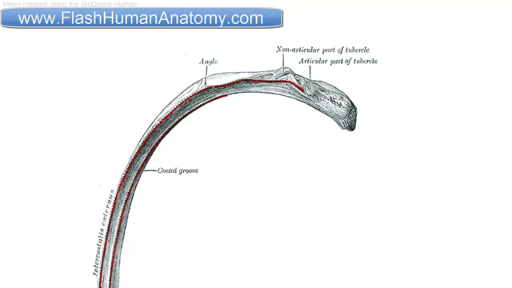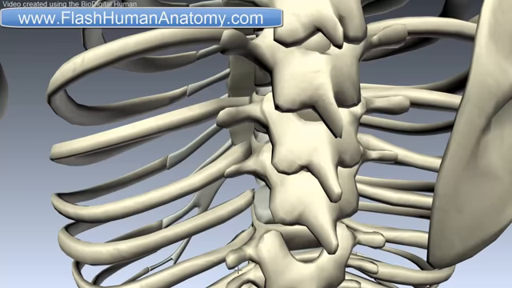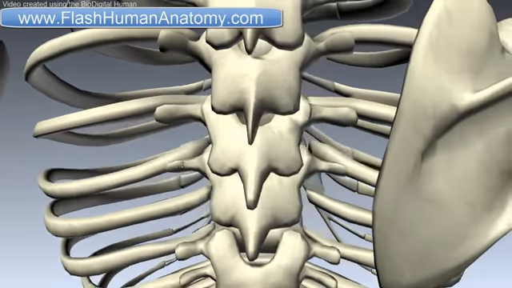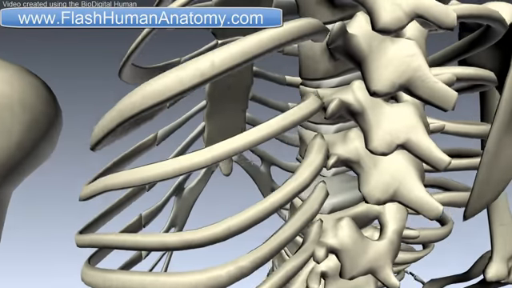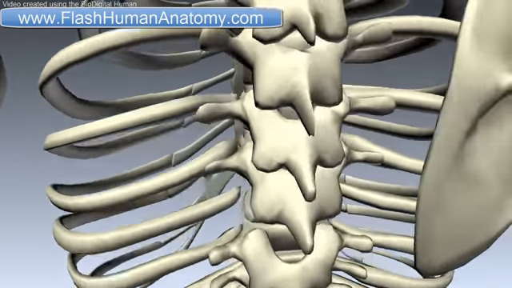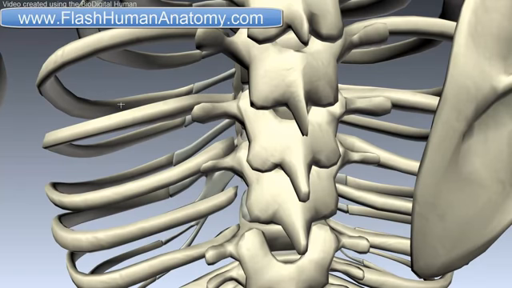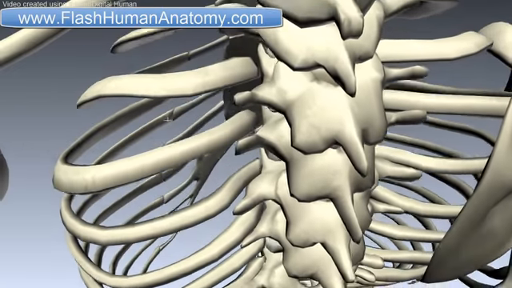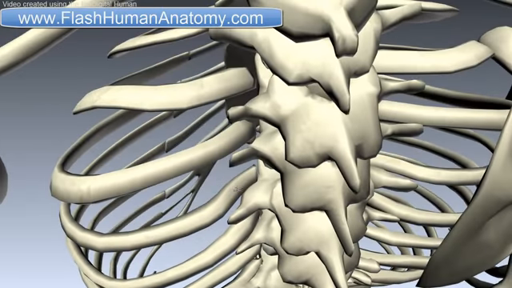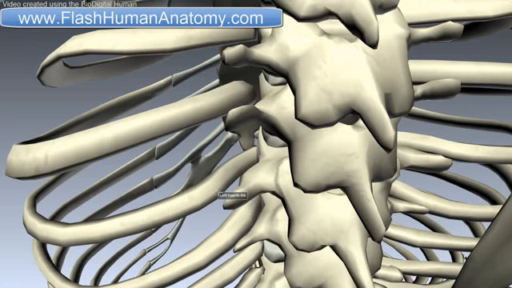Then we have an angle, and the costal groove should be visible. I'm not sure if any of that is visible on this model, but let me just note that here you should be able to see the costal groove. Here we had a neck, this was the head, and here we should have the articular part of the tubercle.